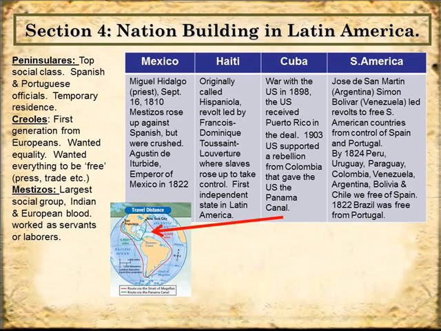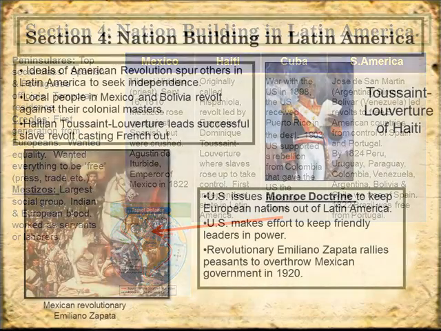In South America, Jose de San Martin from Argentina and Simón Bolívar from Venezuela led several revolts to free South American countries from control of Spain and Portugal. By 1824, Peru, Uruguay, Paraguay, Colombia, Venezuela, Argentina, Bolivia, and Chile were free from Spain. In 1822, Brazil was free from Portugal. Your book will give you some more details on all of the events.